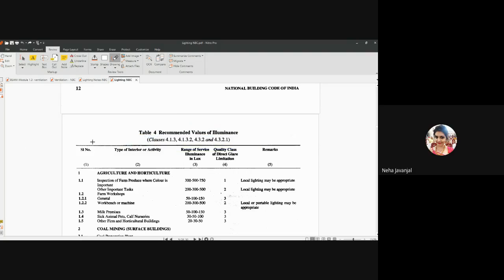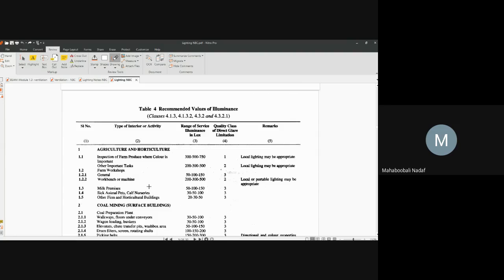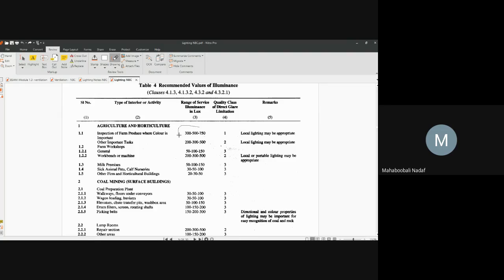So, recommended values of illuminance. Luminance, from the exam point of view, is not at all important, just to understand the things. Okay? Here the lux, the luminous intensity required, which have been used in the calculation of that intensity.